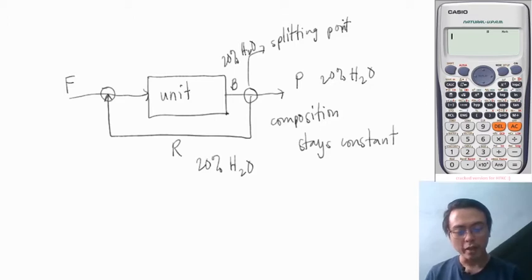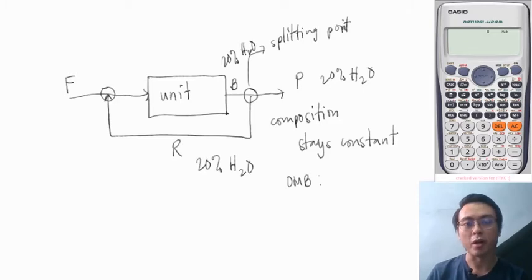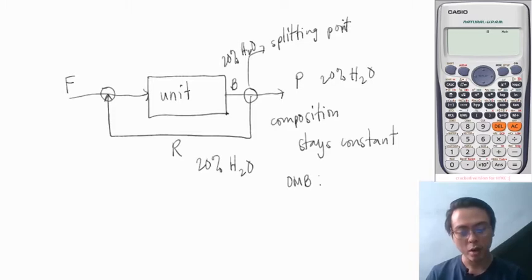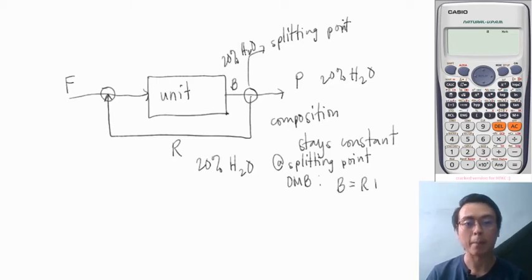At the splitting point, you can also perform an OMB. So if we are talking of multiple units, you can set your boundary at the splitting point only. You can treat the splitting point as a separate unit. So at the splitting point, the OMB in this case would be B is equal to R plus P. It's the same material balance that you are used to doing, just that we are using it now at a splitting point.